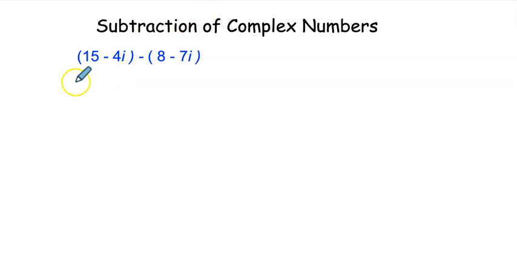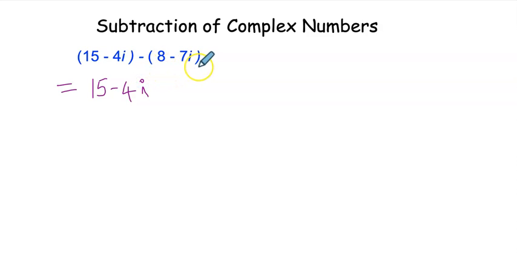Okay, let us see. In my step 1, I'll take care of this parenthesis. Here, no sign is there, no negative sign before this parenthesis, so I can just bring down 15 minus 4i as it is. Now this is subtraction, right?